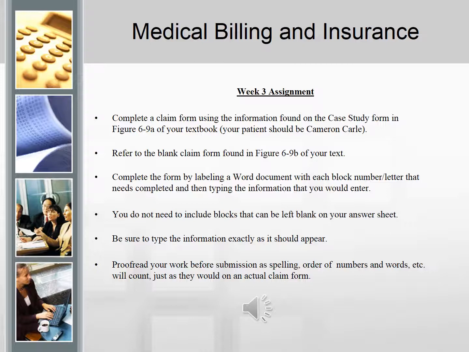So if I were sending this as a bill and I entered Cameron Carl, when it's asking me for the patient's last name and then first name, most likely that claim would be rejected because it's not going to recognize the patient's name in that order. So pay special attention to your order of words, your spelling, all of those little details to make sure everything's exactly as it needs to be according to the instructions on the form.